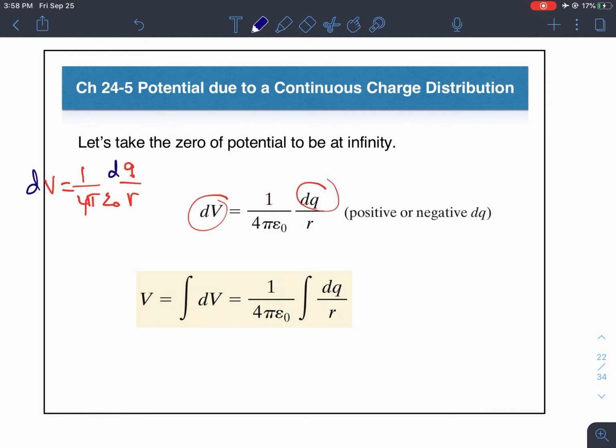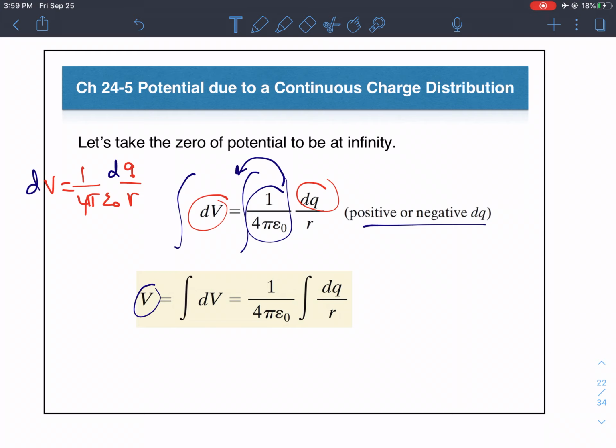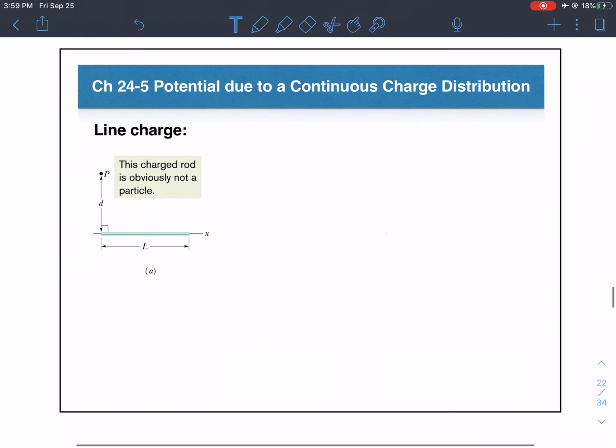And dq can be positive or negative. In the electric field, we did not take the negative one because we figured out the direction first, but there's no direction in potential calculations. So we need to think about whether this is negative or positive q. When we do the integral, the left side is going to be simply V, and on the right side, this 1 over 4 pi epsilon naught is going to come out because it is simply a constant. So you have only dq over r in the integral. You can integrate this over charge. It's very similar to the calculation we did in the electric field.